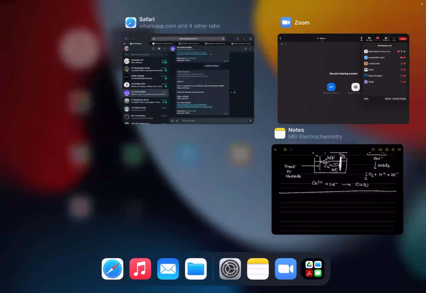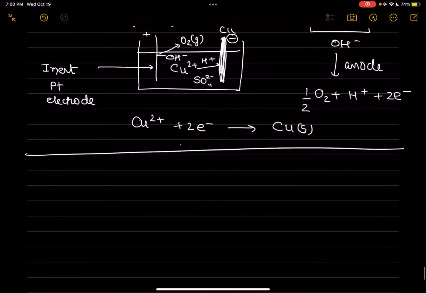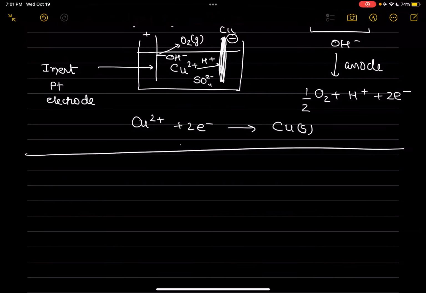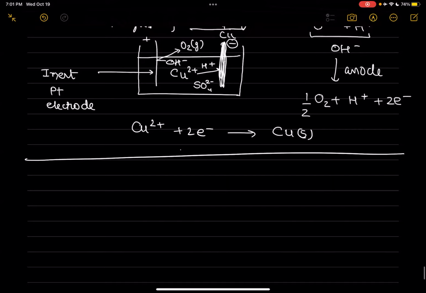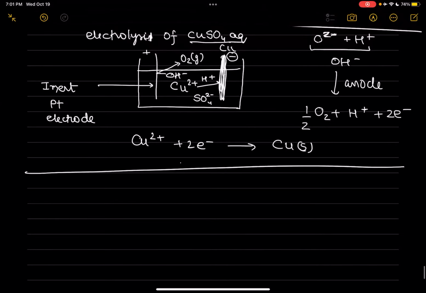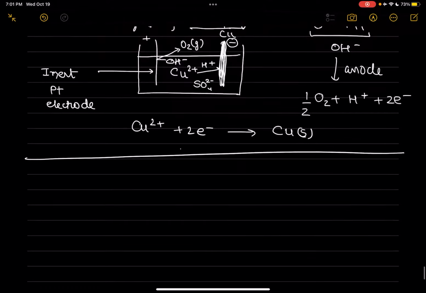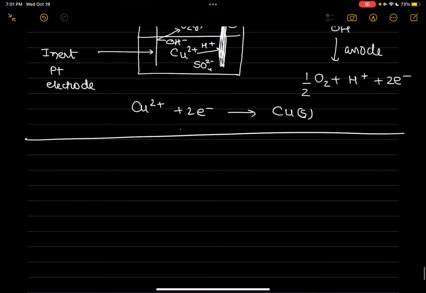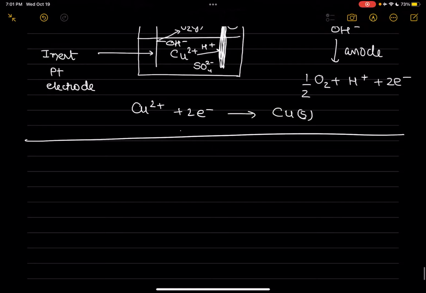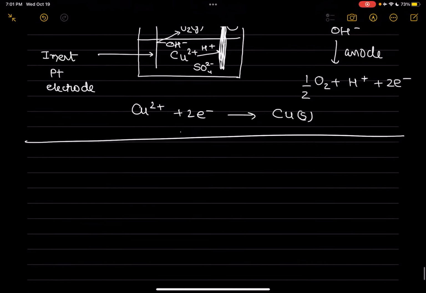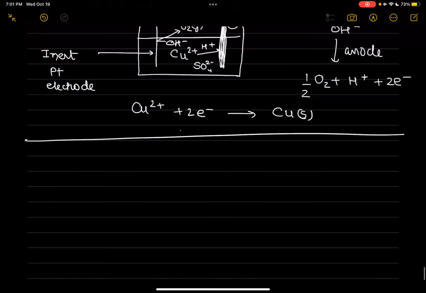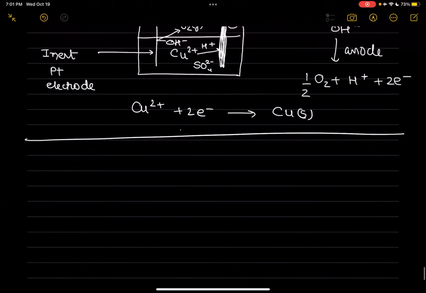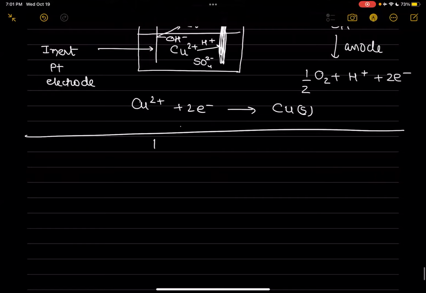And how are we going to calculate it? Now we are into the quantitative part of electrochemistry, and it's very, very simple. There are two laws which will help us. What are those two laws known as? They are known as Faraday's laws of electrolysis, right?